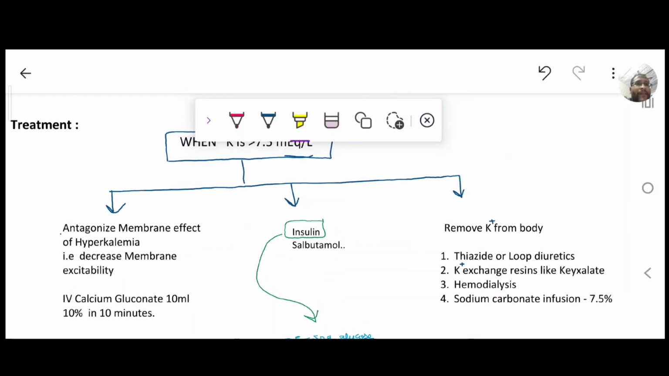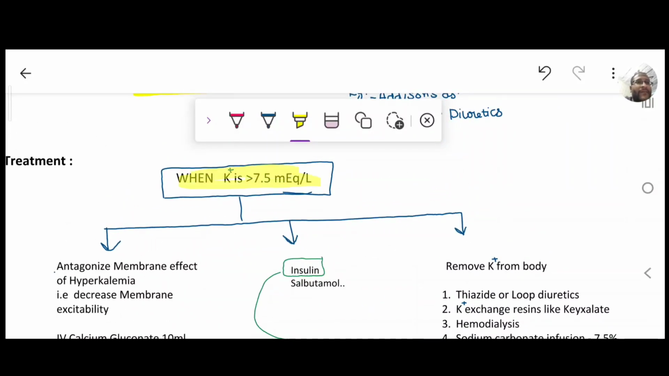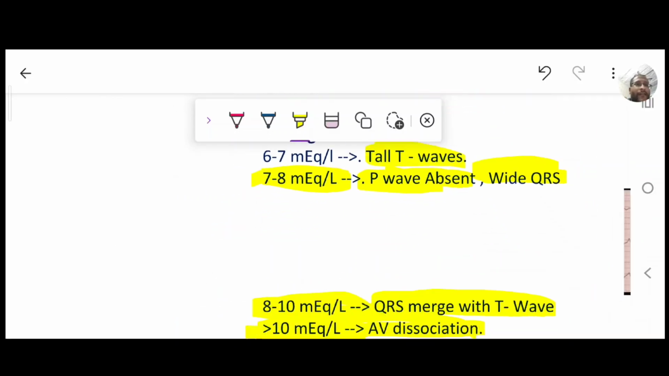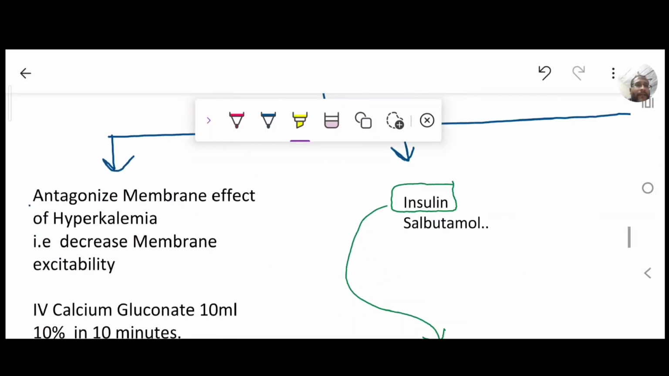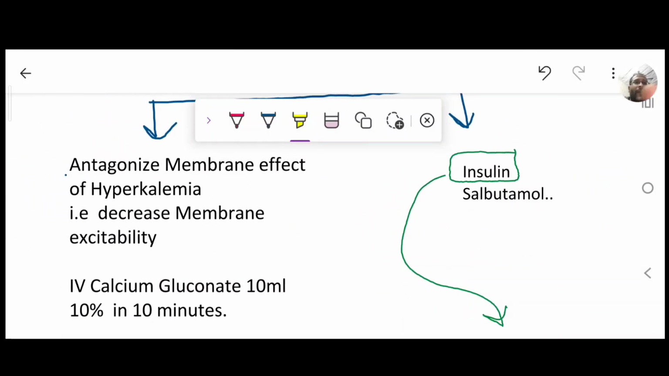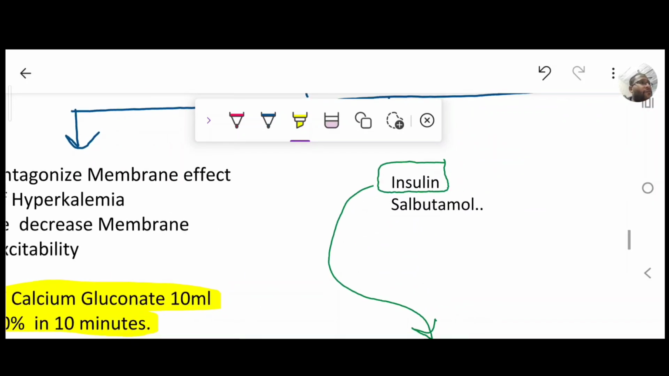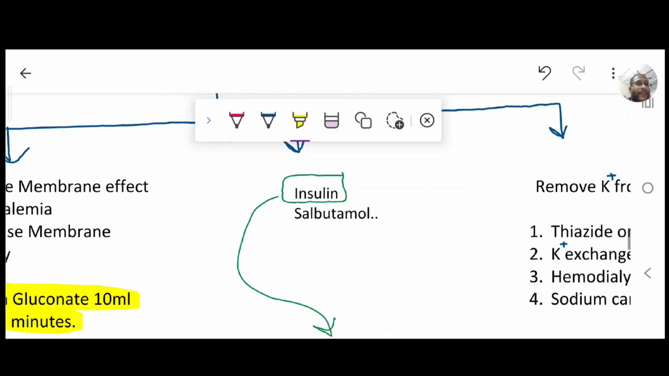Now, what is the treatment? So when the serum potassium level is more than 7.5 milliequivalent, first of all you can antagonize the membrane effect of hyperkalemia by decreasing the membrane excitability by giving IV calcium gluconate, 10 ml of 10% over 10 minutes. So it is very important, guys. First of all, you should always stabilize the membrane potentials.